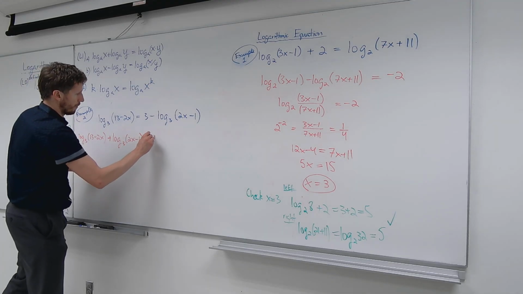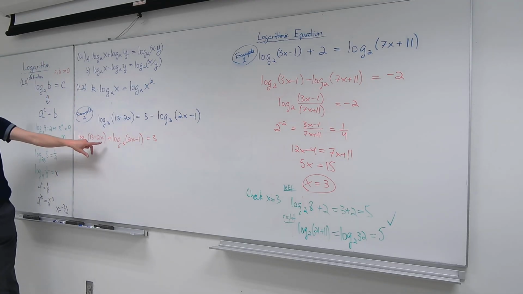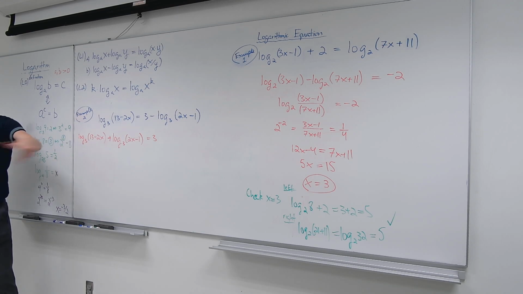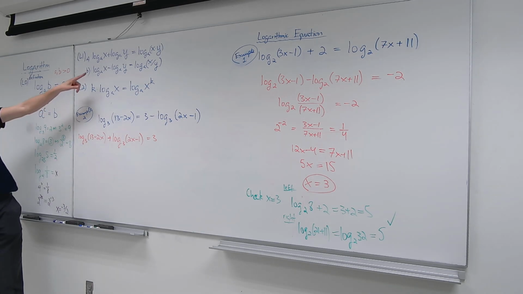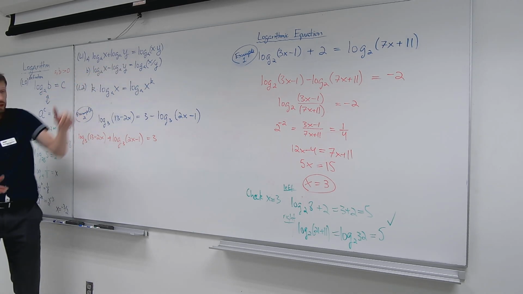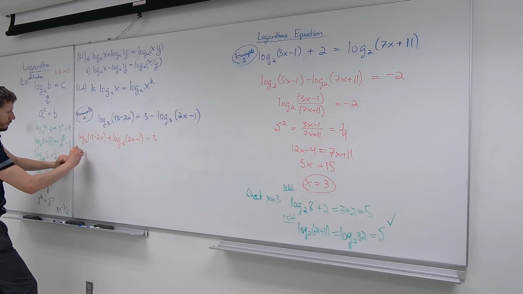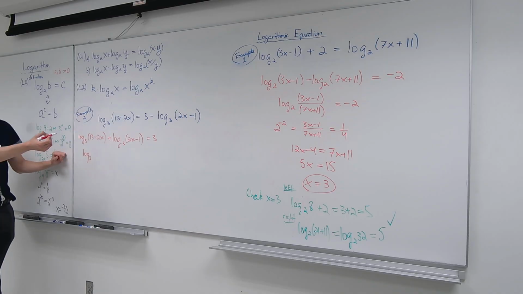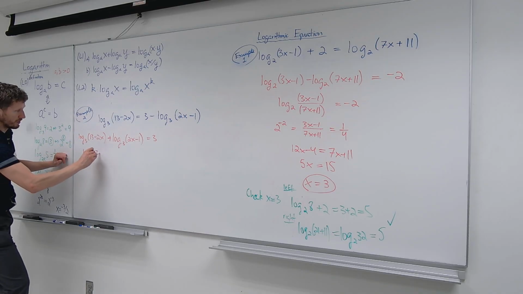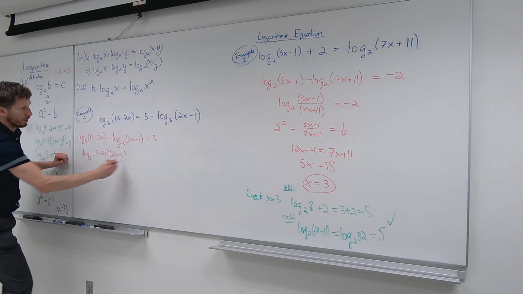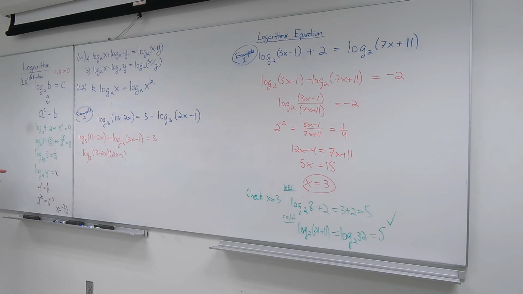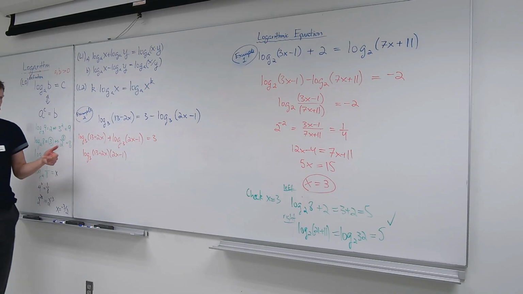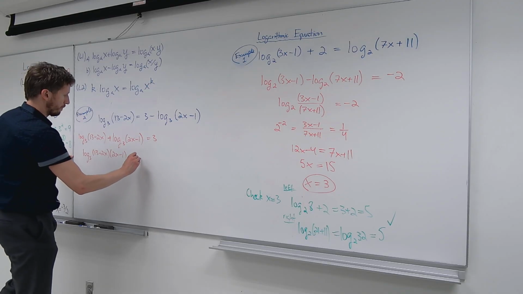3? Okay. What do you do with these logs? Anyone remember? If we add logs, we what? Multiply, right? Like this, xy. So log base 3, what do you multiply? This quantity, what is that? 13 minus 2x times what? 2x minus 1, yeah. Now, we know the FOIL method, everyone, right? We're about to do that. First, outer, inner, last, and we'll multiply. What is this equal to? 3, right?